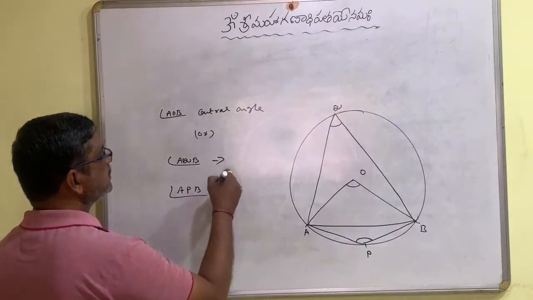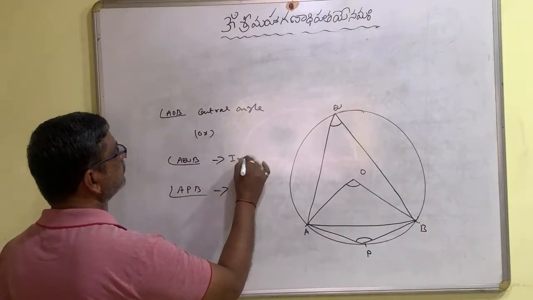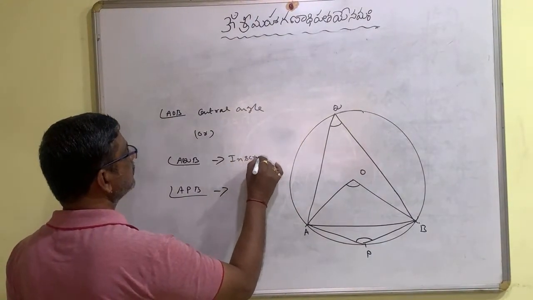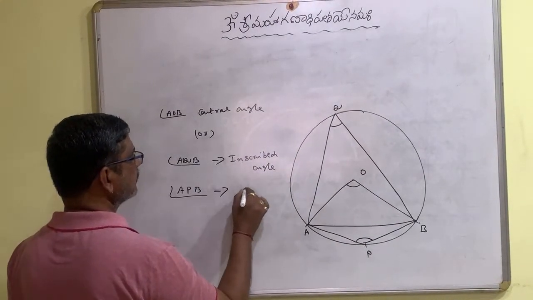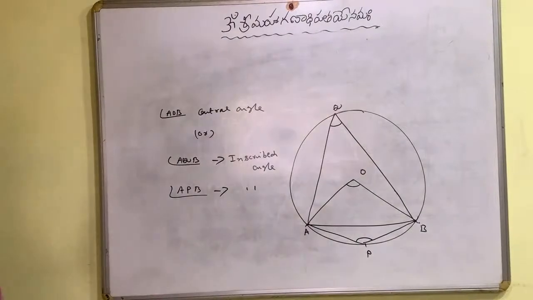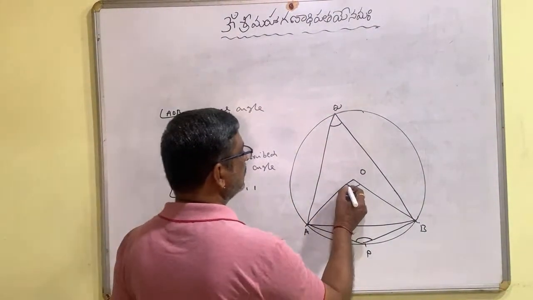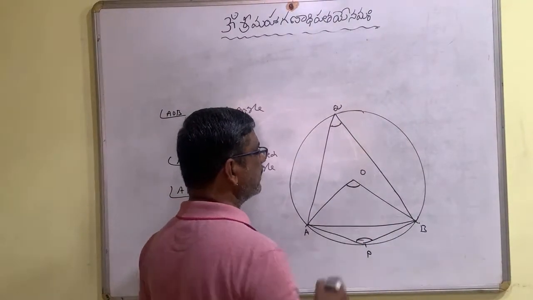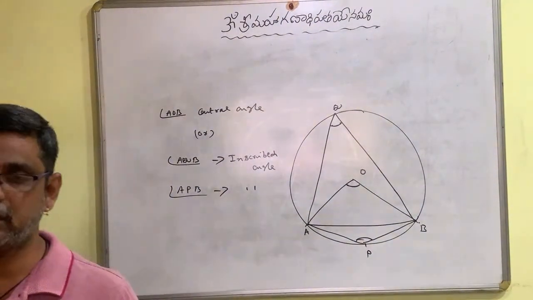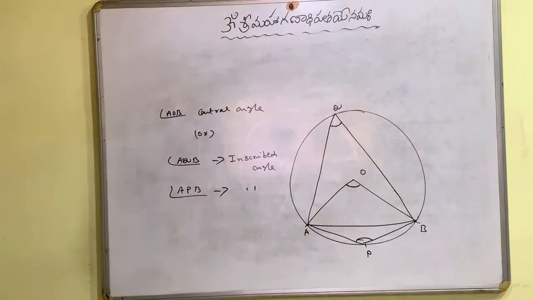There is another name for these two angles, that is inscribed angle. So this one is called the central angle, and these two are called inscribed angles. Okay?